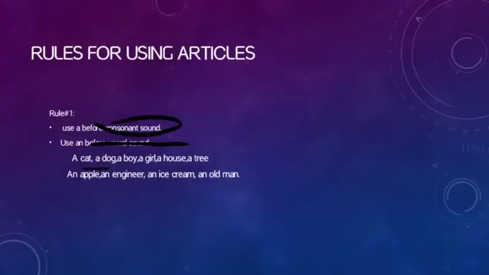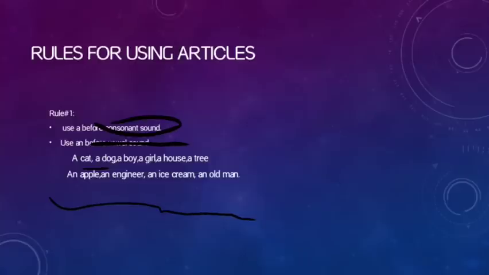Now let's have a look at this example. An apple, an engineer, an ice cream, an old man. So, an apple, engineer, ice cream. These words start with a vowel sound. So just keep this in your mind that we use a before a consonant sound and an before a vowel sound.